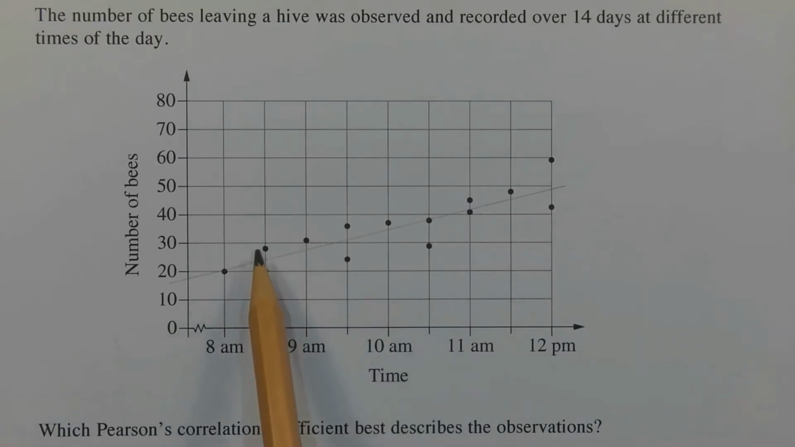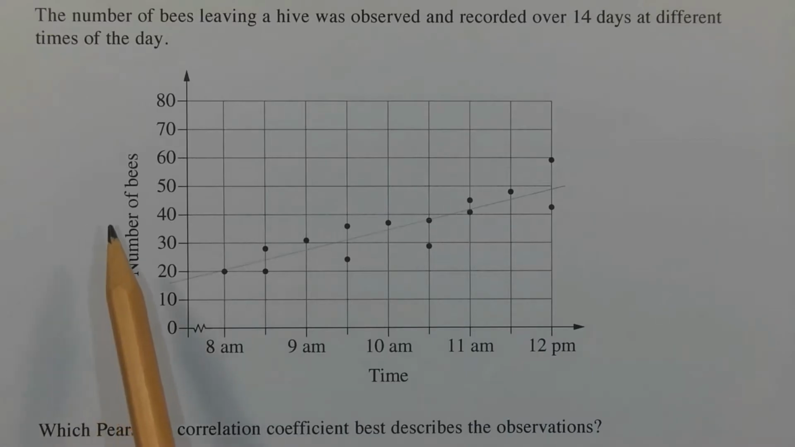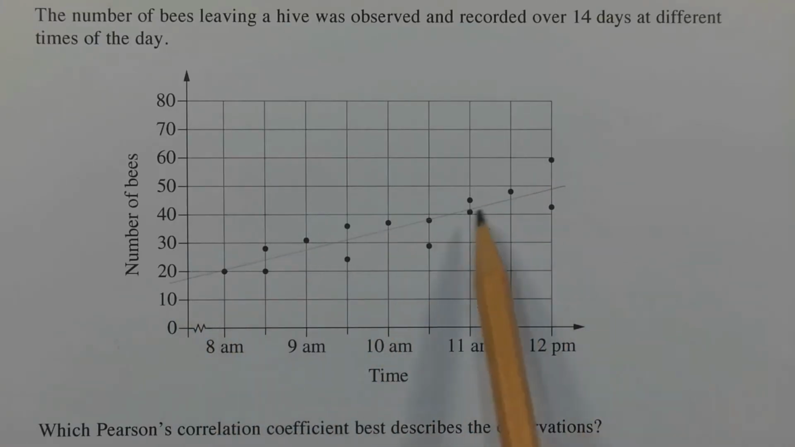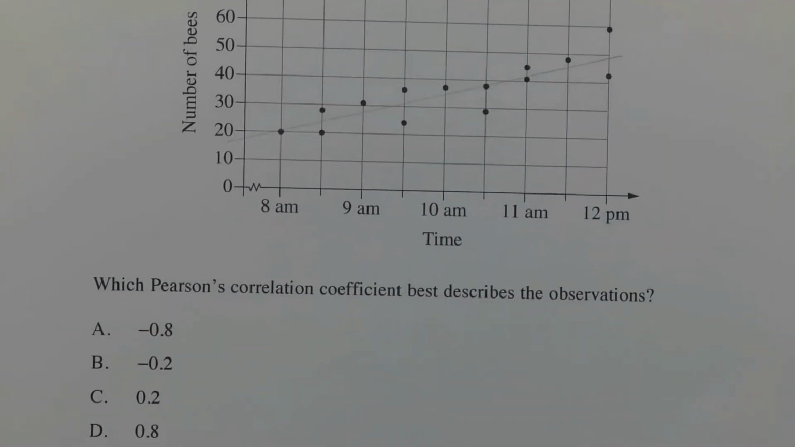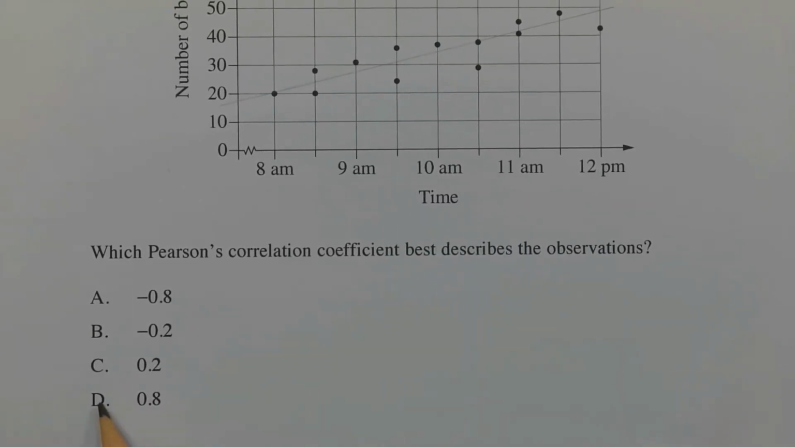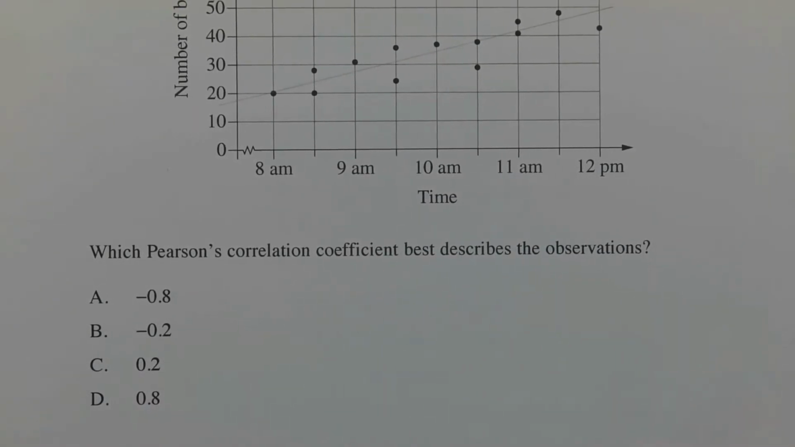And looking at the distance between the points and the line itself, we can see that the points are reasonably close to the line, which indicates a reasonably strong correlation. So we have a strong positive correlation between the number of bees and the time of day as indicated by this line of fit and the closeness of the points to this line of fit. Looking at the responses, the best response will be option D, 0.8.